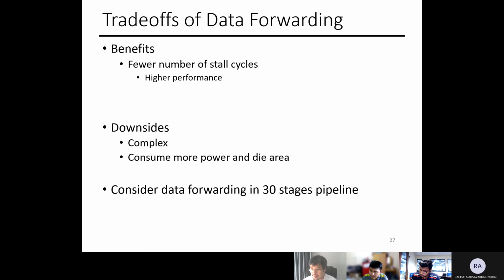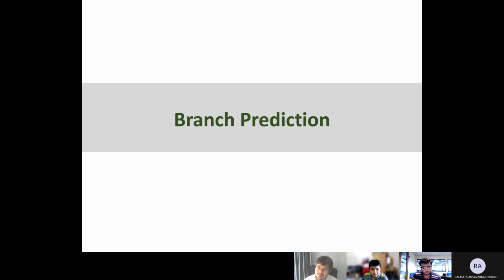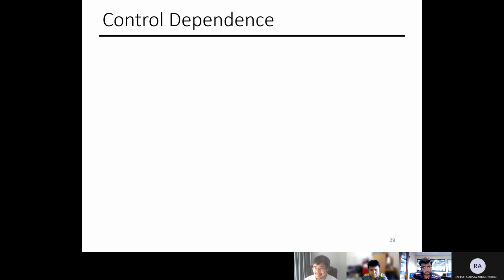And consider in a real processor where you have 30 or more stages, this can be really, really complicated. What makes things even more complicated is branches, right? And today we'll start to dive into this concept called branch prediction. But before we go into that, let's talk about branches.